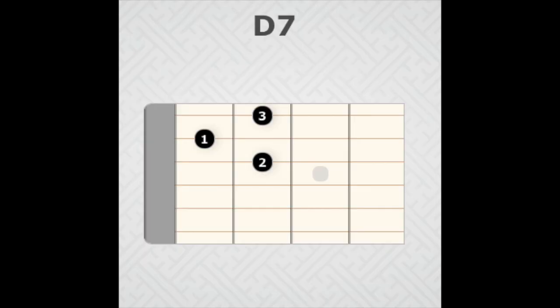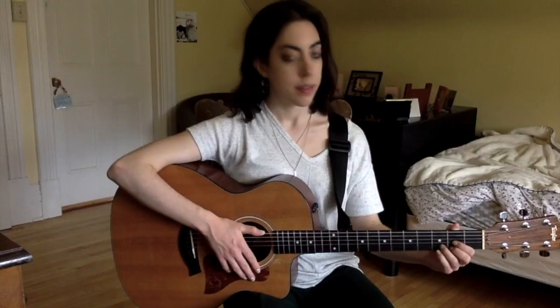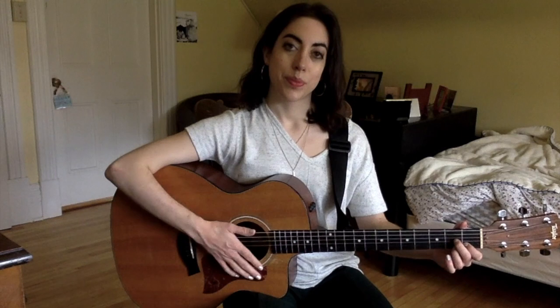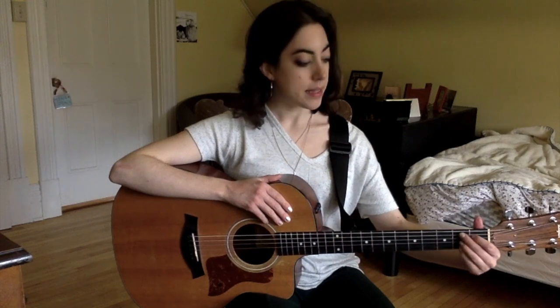Okay, and then here's D7. Right, so now you're going to take your 2nd and 3rd fingers on the 2nd fret, on the 3rd and the 1st string, and then that 1st finger goes on the 1st fret on the 2nd string. There's D7. The only other chord that you'll need for the chord progressions we're going to do is B7.